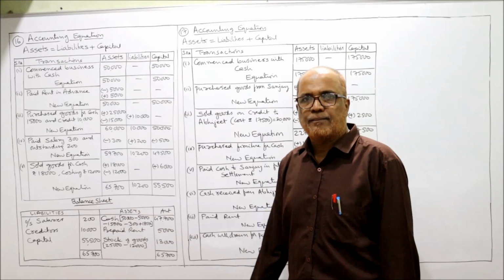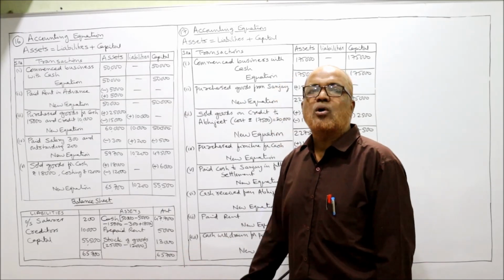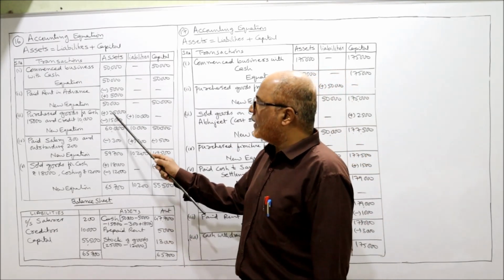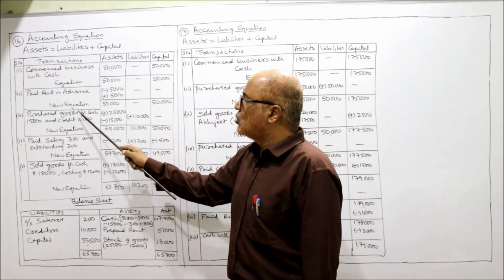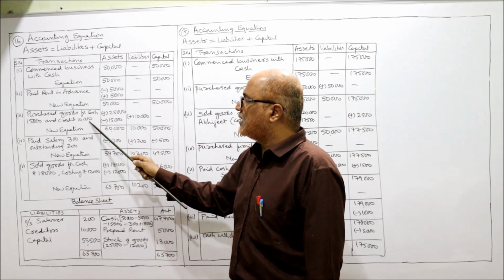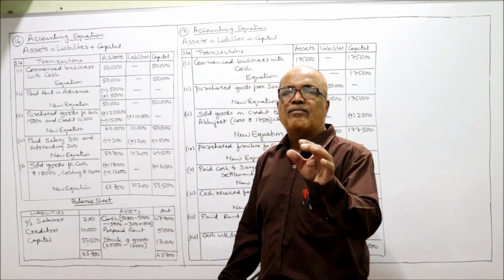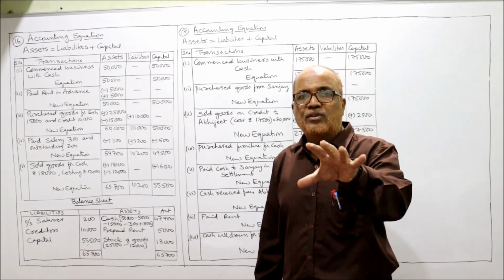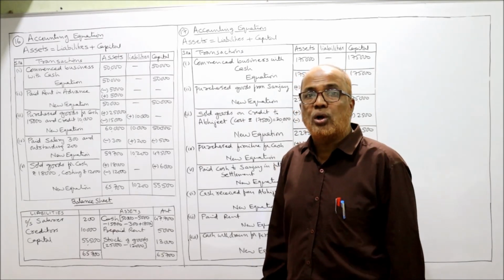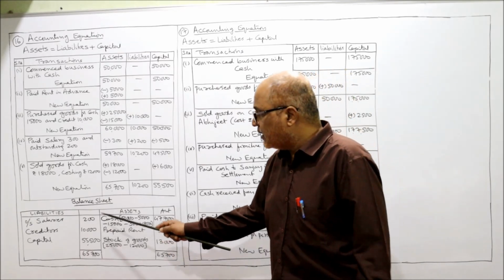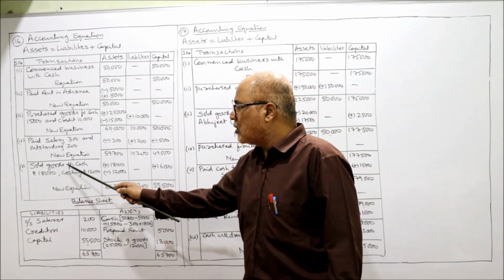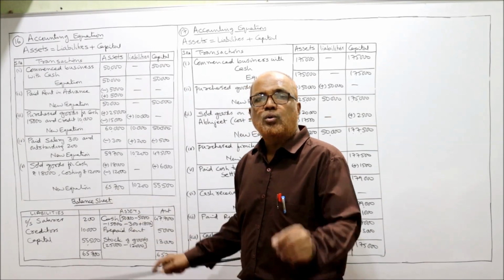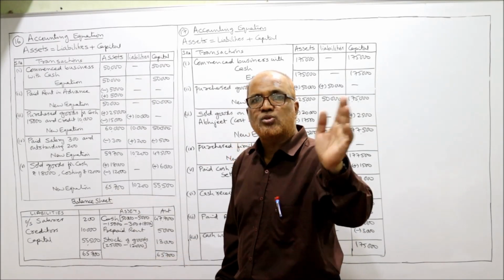Now come to the asset side. On assets, first of all, stock of goods. We have purchased the goods for 25,000. Purchased goods for cash 15,000, credit 10,000. Total 25,000 worth of goods we have purchased. And out of these, how much goods are sold? What is the cost of the goods sold? Here, 12,000. Sold goods for cash 18,000, costing 12,000. So 12,000 rupees worth of stock we have sold.